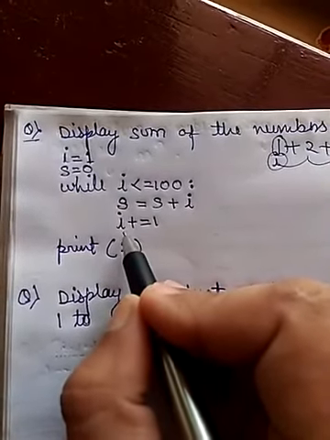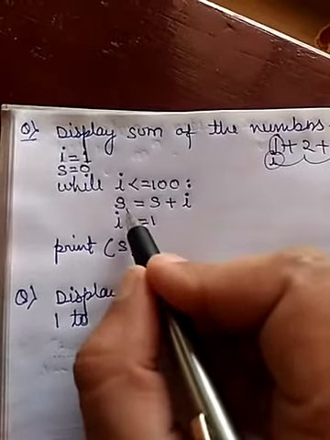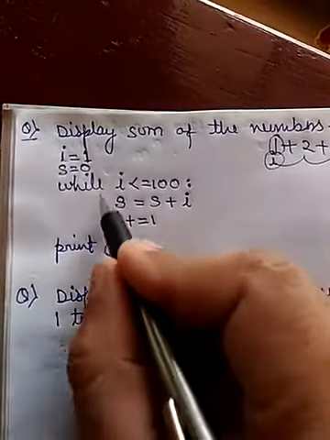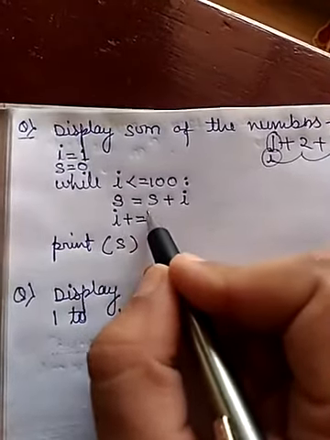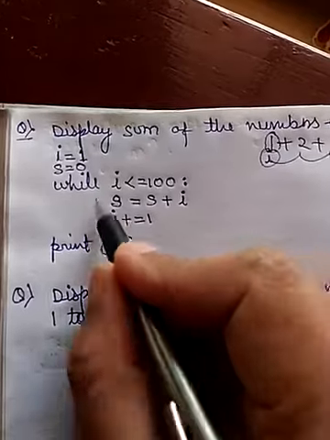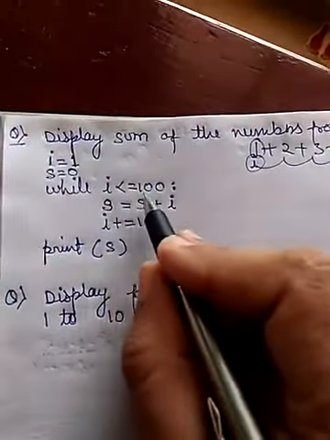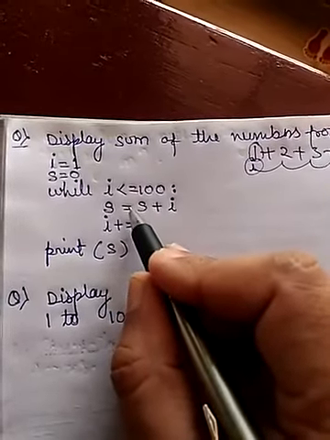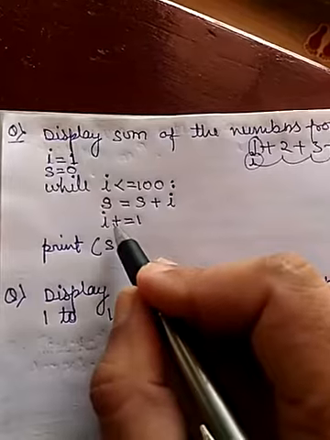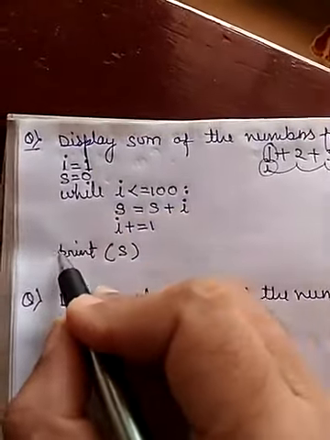It will display the sum after each iteration. That is, after adding 1, it will print the sum, that is 1. After adding 2, it will print 3. After adding 3, it will print the sum 6. So the sum will be printed as soon as the loop gets executed, but we want to display the sum after the execution of the loop. That's why we have the print written after the loop.